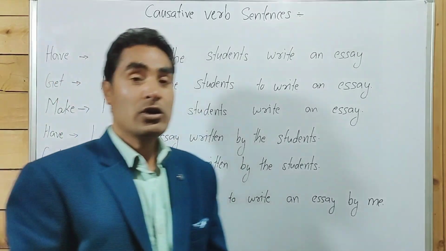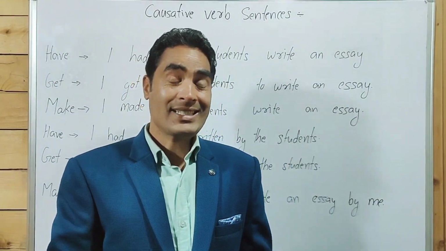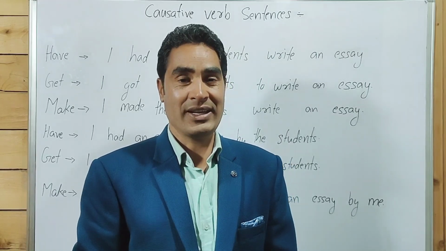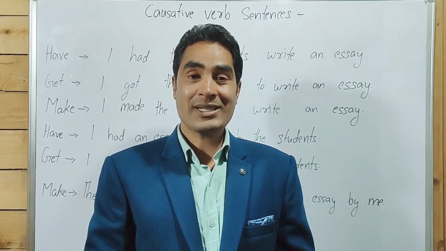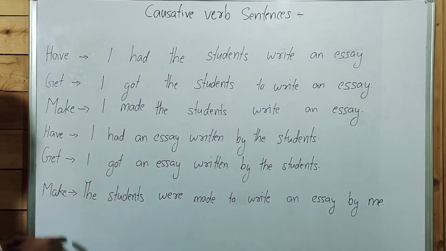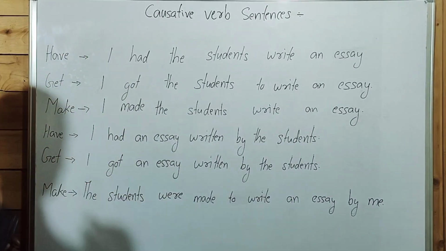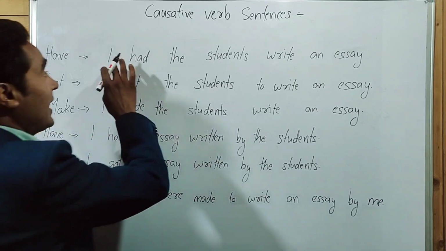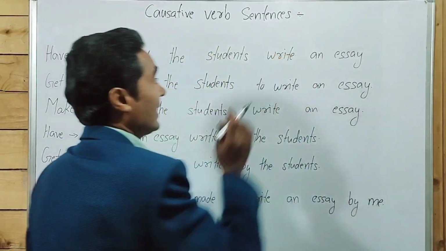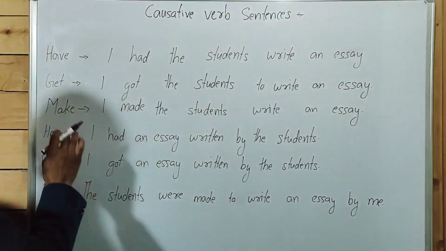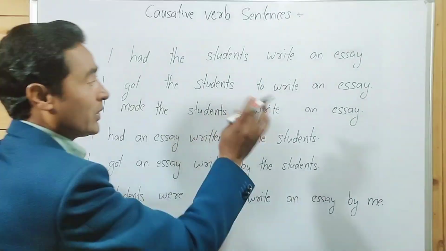As I mentioned before, causative verb sentences are used when a person causes another person to do something. A causative sentence can be written in 6 ways. These are 6 ways: 3 active ways, 3 passive ways. So here, I had the students write an essay. I got the students to write an essay. I made the students write an essay.